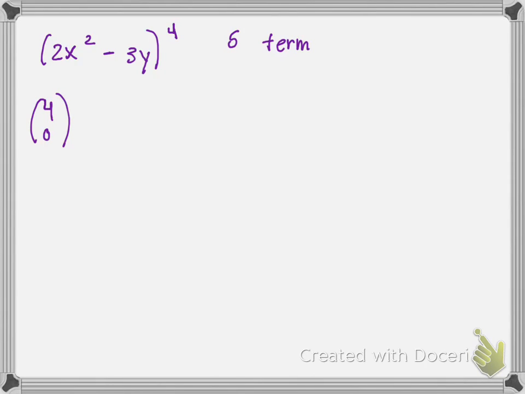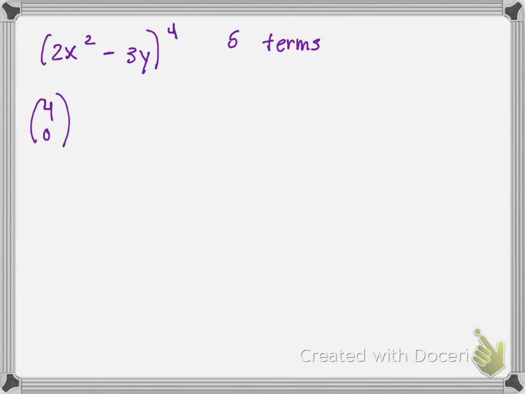Okay, and moving on to our last example of binomial expansion, we're only going to do the setup for this one because this one's a little longer. But we have 2x squared minus 3y to the 4th. So there are going to be 5 terms in this, which is good to remember because you start with the 0. So you start with 4, 0, and you go up to 4, 4. So that's 5 terms. So I'm just going to write that at the top, 5 terms.